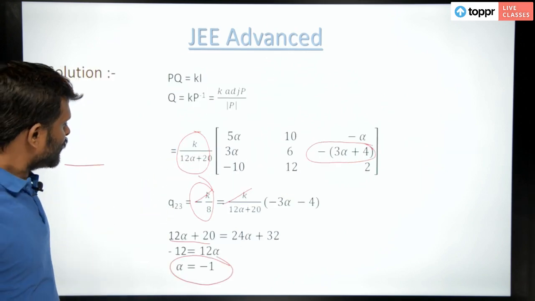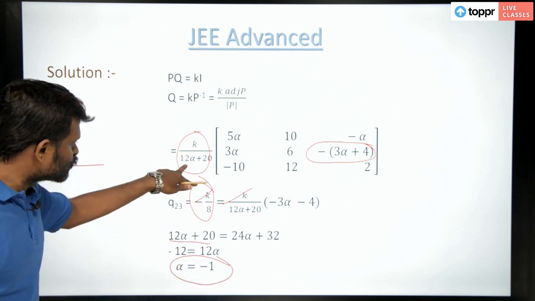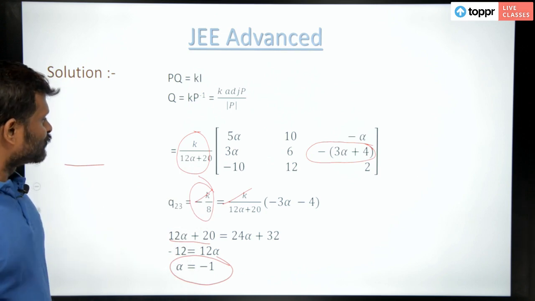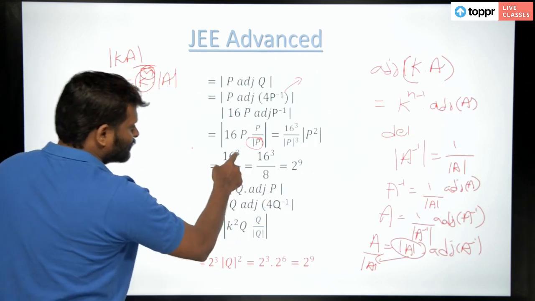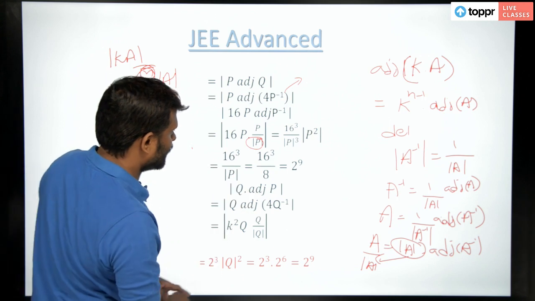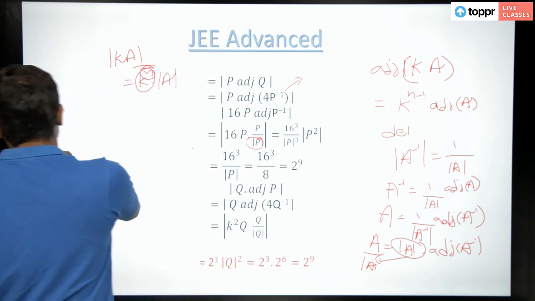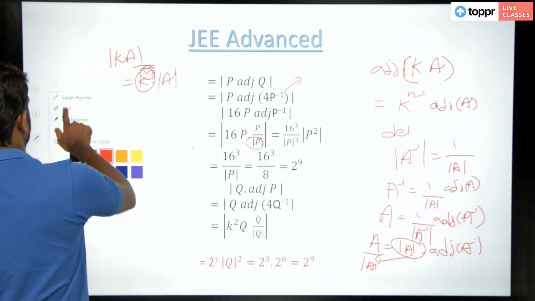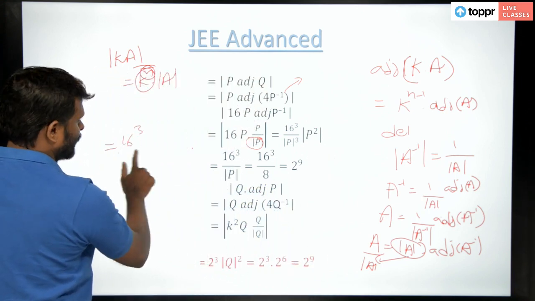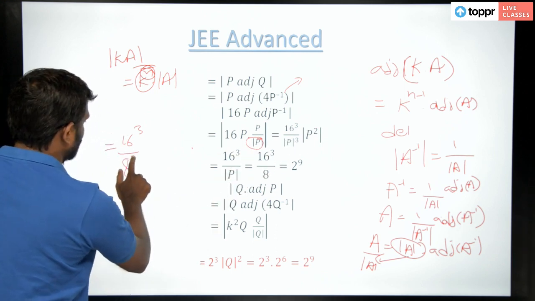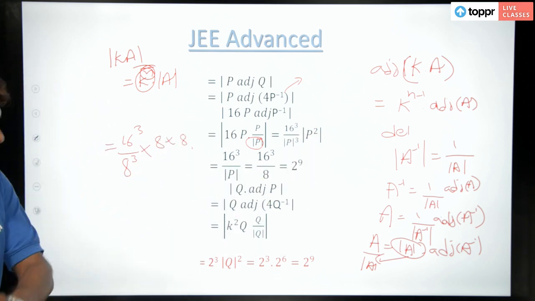And what is determinant of P we got? Minus 12 alpha plus 20, where alpha is minus 1. So, minus 12 alpha will be plus 12, and plus 20 is equal to... wait, as the speaker states, det P is 8 here. So, what can I write here? 16 cube by det P, which is 8 cube, into det P square. Det P square is 8 square. So, this can be written as 16 cube by 8 cube times 8 times 8, because det P square is det P into det P, which is 8 times 8.